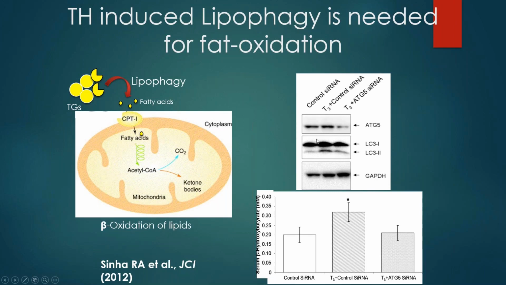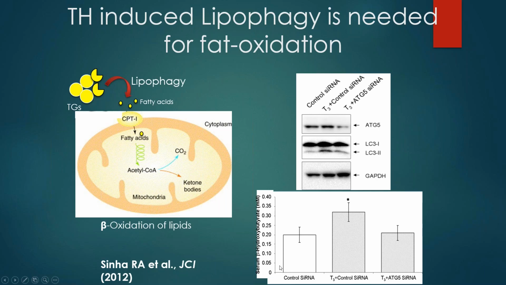In this Western blot, what you see is that when you use an ATG5 siRNA, injected into the animal through the tail vein, you lose ATG5, and in turn you lose your LC3-2 levels. LC3-2 is the indicator of autophagosome formation. So when you don't have LC3-2, it means your autophagy is going down. And when you do that, you measure the ketone levels in the plasma after knocking down autophagy in the liver.